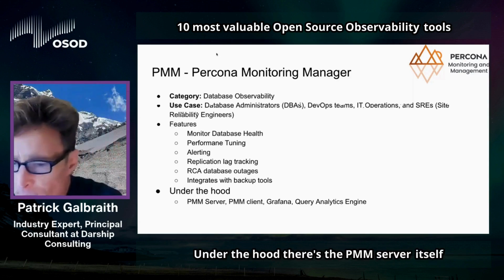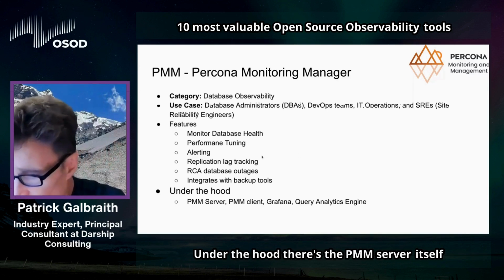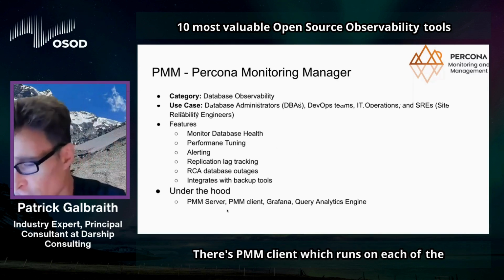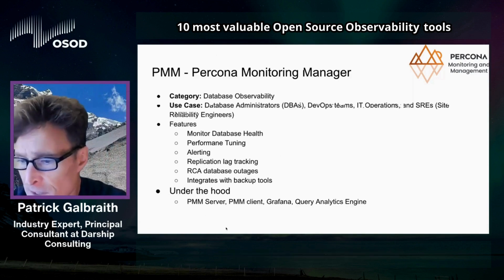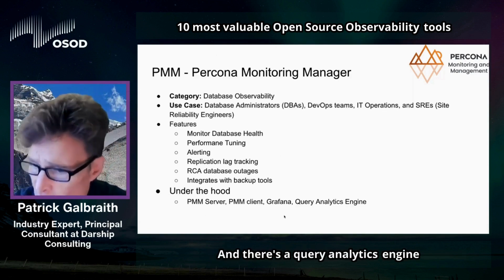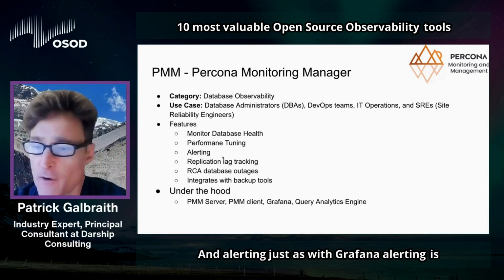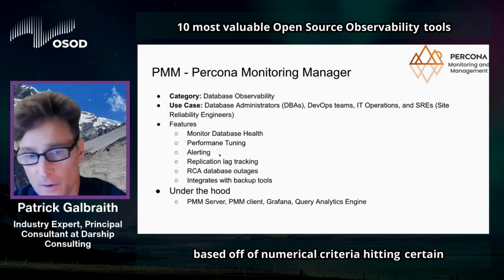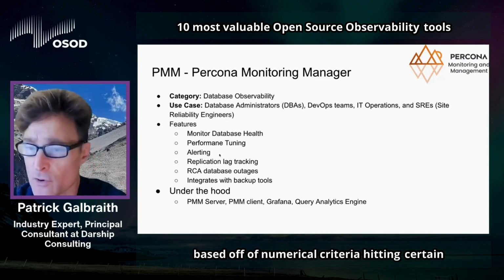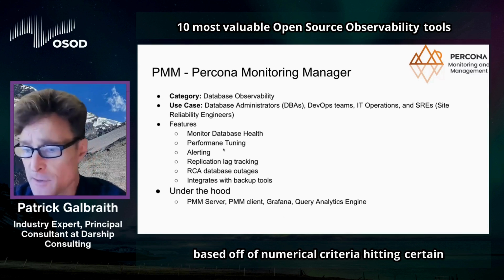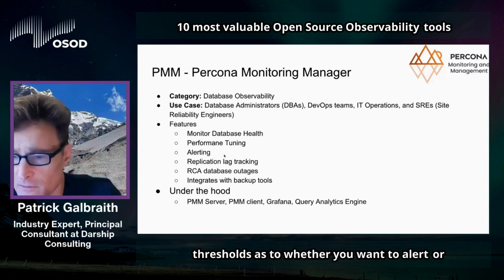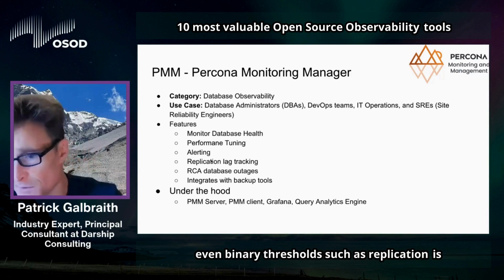Under the hood, there's the PMM server itself. There's the PMM client, which runs on each of the clients running the databases. There's Grafana, and there's a query analytics engine. And alerting, just as with Grafana, is based off of numerical criteria, hitting certain thresholds as to whether you want to alert, or even binary thresholds such as replication is broken.